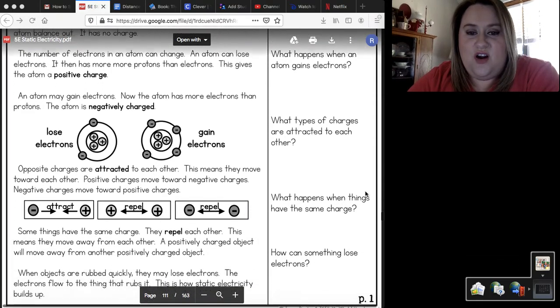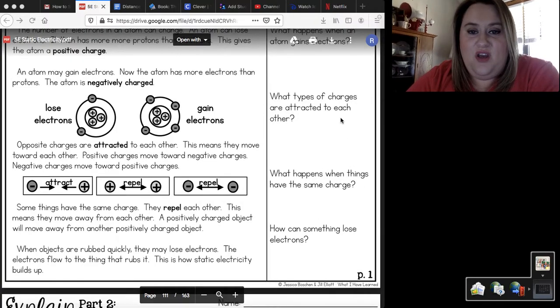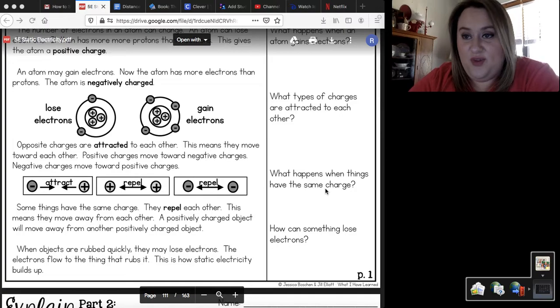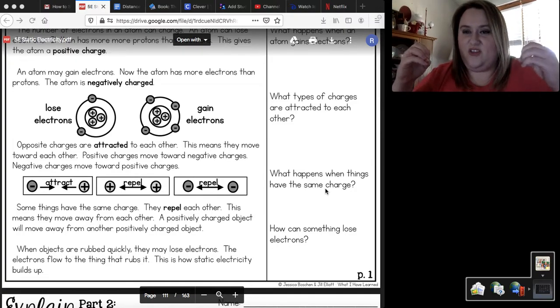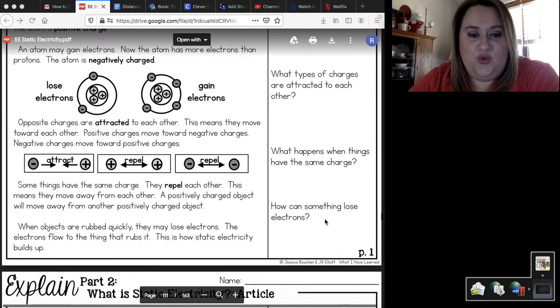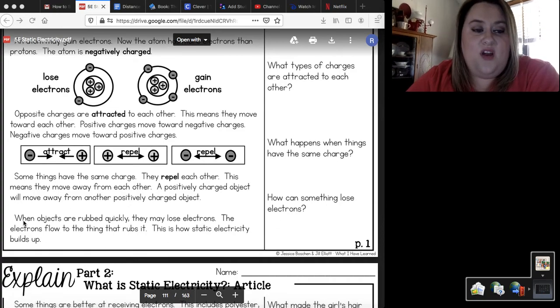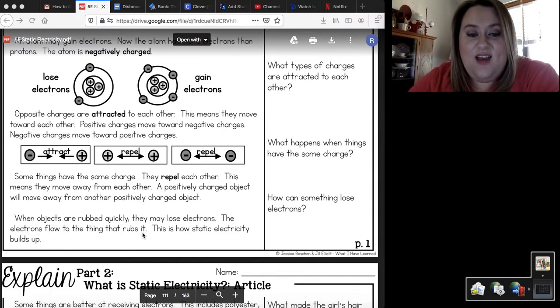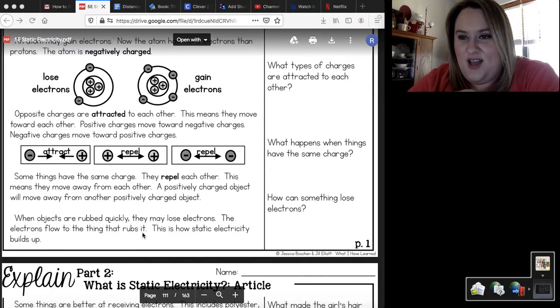What type of charges are attracted to each other? We know the types of charges that are attracted to each other are our different charges, our negative and our positive. Negative and positive attract to one another. What happens when things have the same charge? When they have the same charge, they like to move away from each other. They repel each other. And how can something lose electrons? When objects are rubbed quickly, they may lose electrons. The electrons flow to the thing that rubs it, and this is how static electricity builds up.